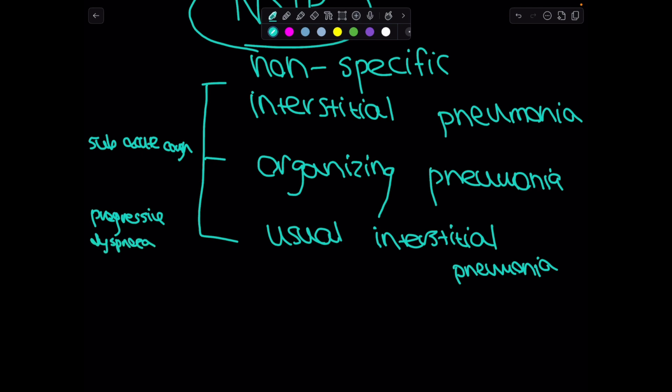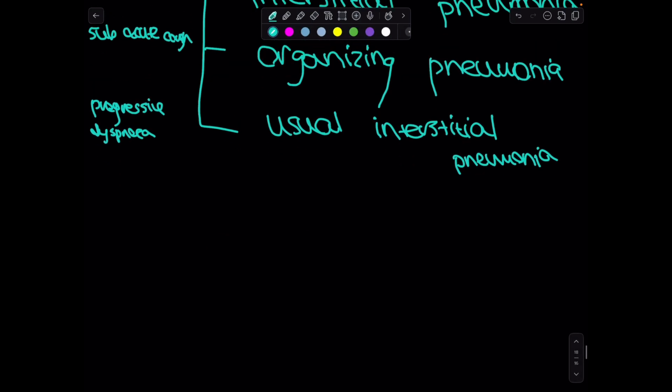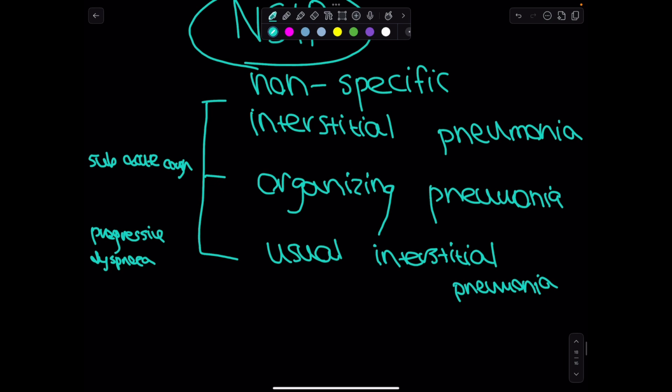Okay, and let's go to the next step. Step 3. On CT imaging, organizing pneumonia shows patchy consolidations and tree-in-bud patterns. NSIP displays diffuse ground glass opacities with mild reticulations, and UIP features basal predominant reticulations, honeycomb cysts, and traction bronchiectasis, reflecting their distinct interstitial lung disease.